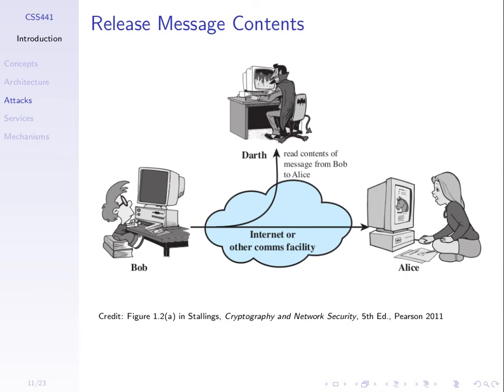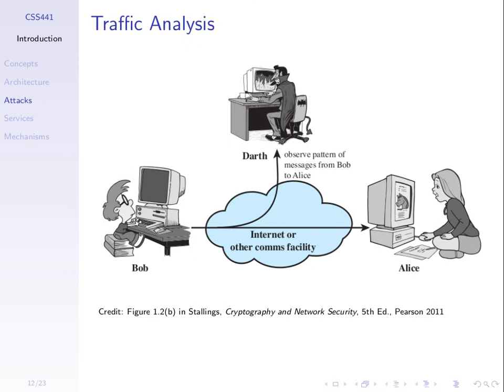All right, Bob's smart enough to encrypt his messages. So he encrypts the messages, still sending to Alice. The next attack is called traffic analysis. The messages are encrypted. Bob can send to Alice a message. Darth can intercept but cannot read the contents. Let's say that he cannot read the contents.